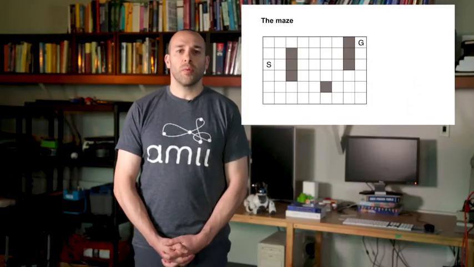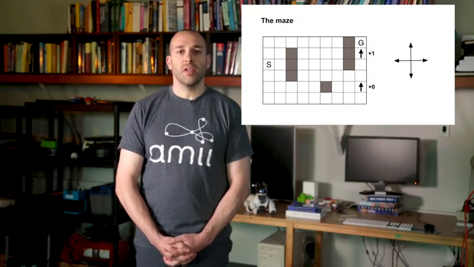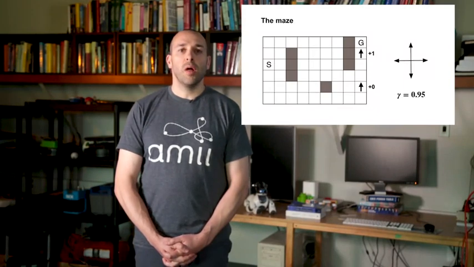Today, we will run some experiments on this small maze environment. Like before, the agent has 4 actions. Transitioning into the goal state generates a reward of +1. All other transitions generate a reward of 0. This problem is episodic, and we will use a discount of 0.95.